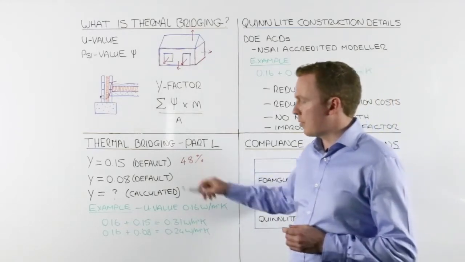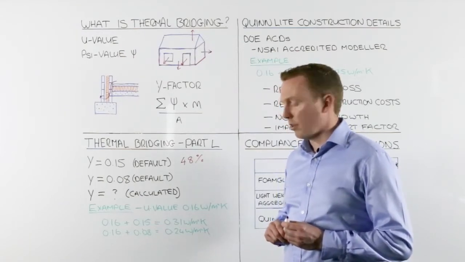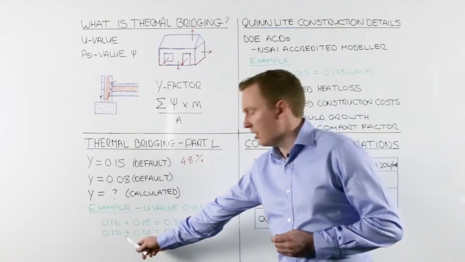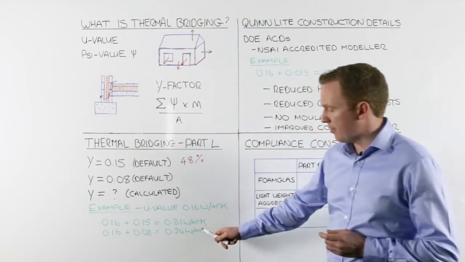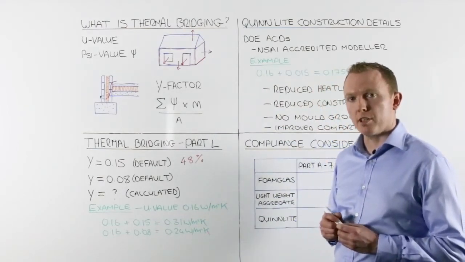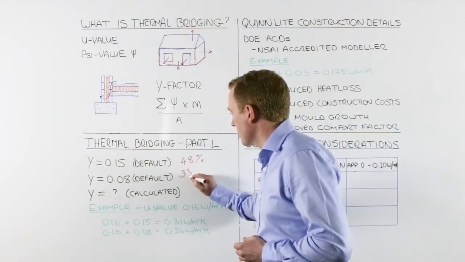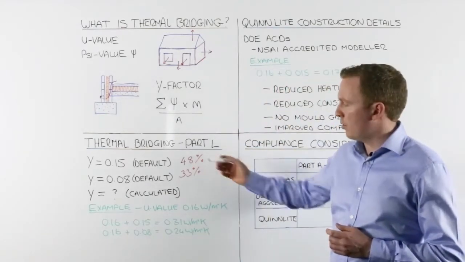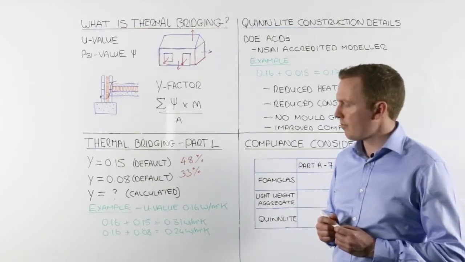Looking then at the example for the default value of 0.08, what the DEEP software does is add 0.08 to our average U value of 0.16 to give a heat loss of 0.24 watts per metre squared Kelvin. That equates to 33% of heat loss through thermal bridging. Whilst it's a lot better than 48%, it's still not accurate.